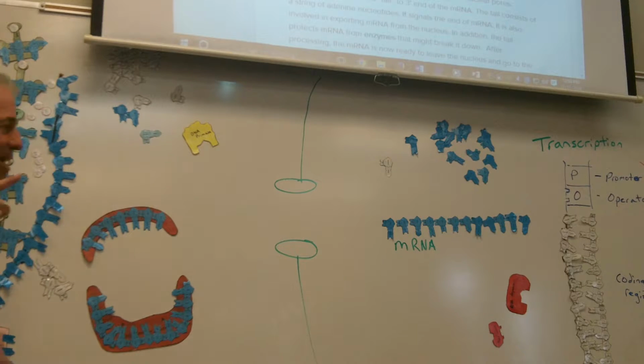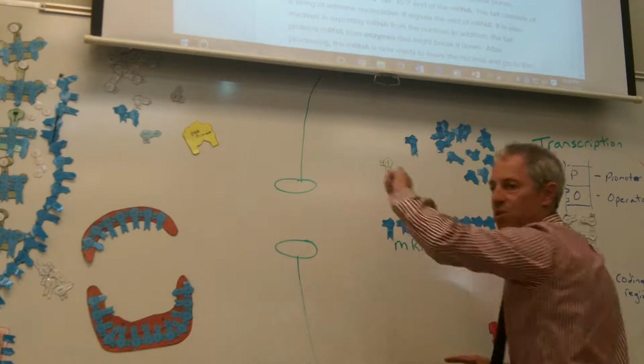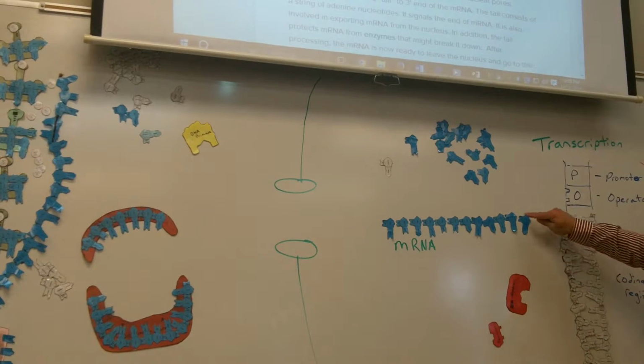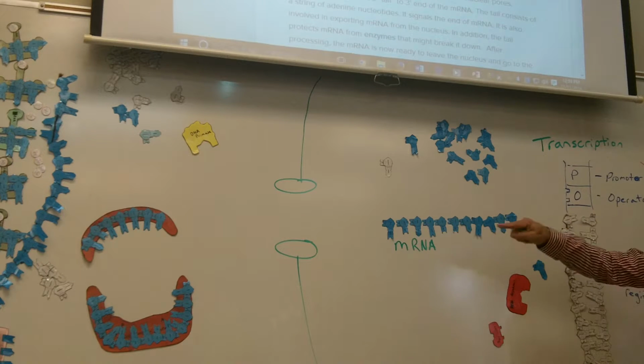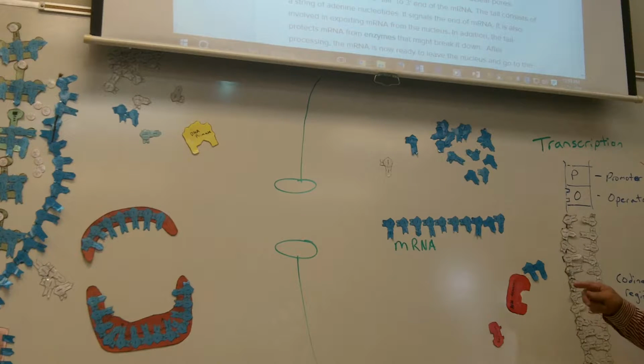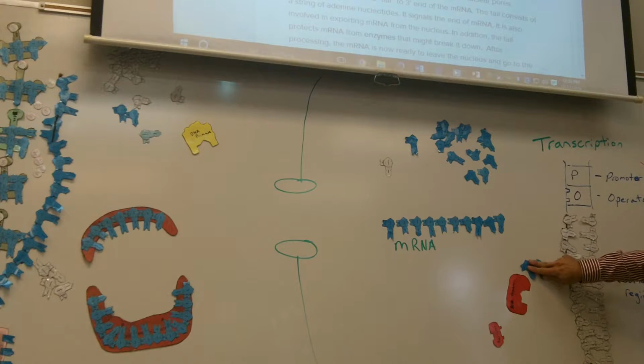The idea is that maybe every time it goes through a ribosome and makes a protein, one of the adenines gets knocked off. And so it goes through again, another adenine gets knocked off, and by the time you knock all the adenines off, it's done, it'll be destroyed.